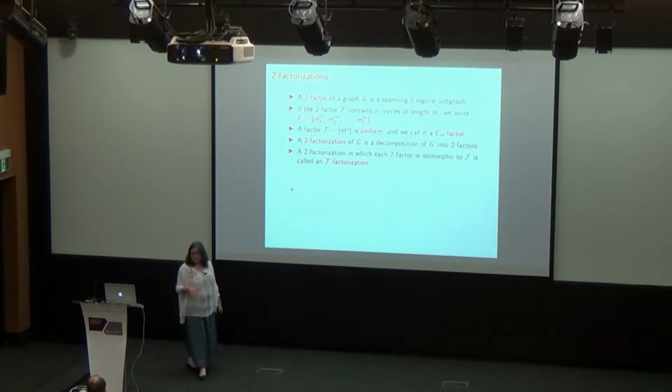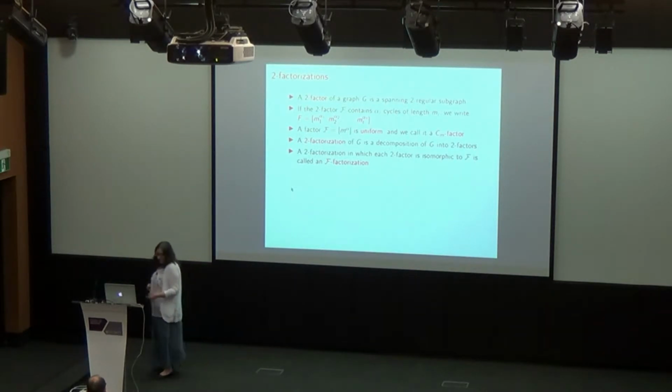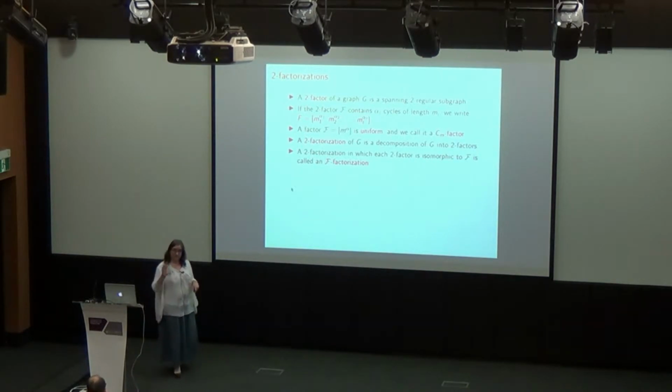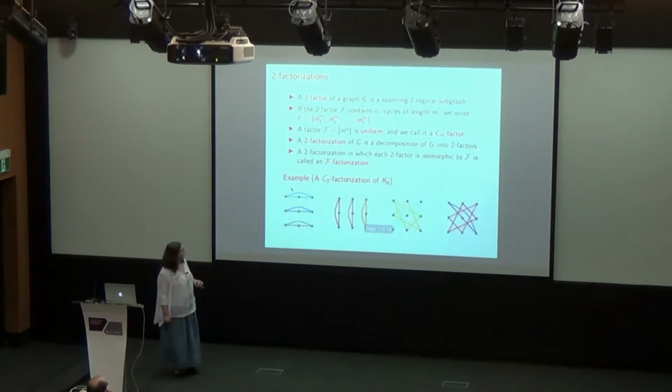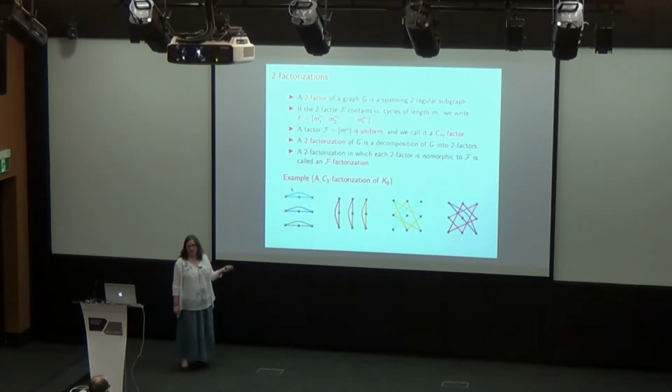So a two-factorization of G is a decomposition of G into two-factors. And thanks to Kira for defining decompositions for me, so I won't do that here, but essentially that's what we're doing. So in particular, if we have a two-factorization where every two-factor is isomorphic to a given factor F, then we'll call that an F-factorization. So here's an example we've all seen before. A C3-factorization of K9 is a KTS(9).